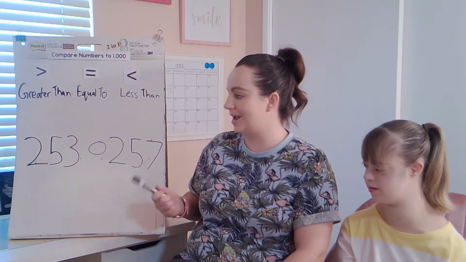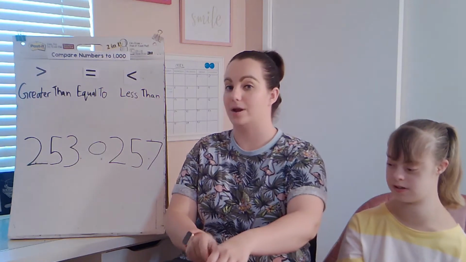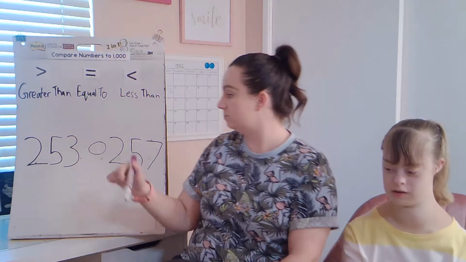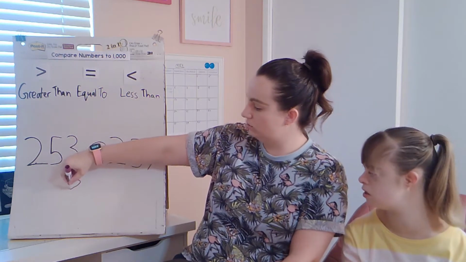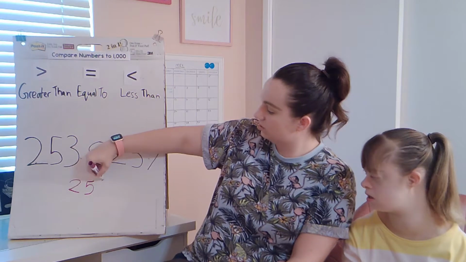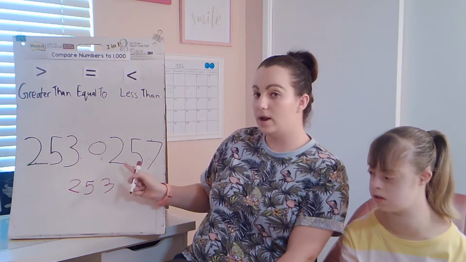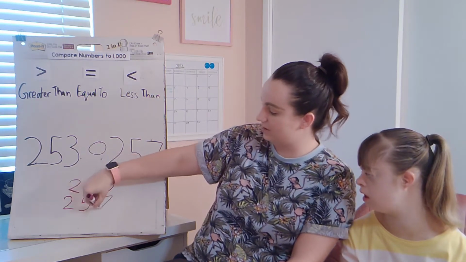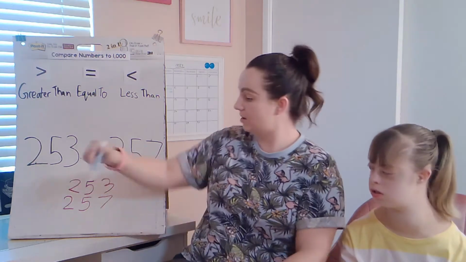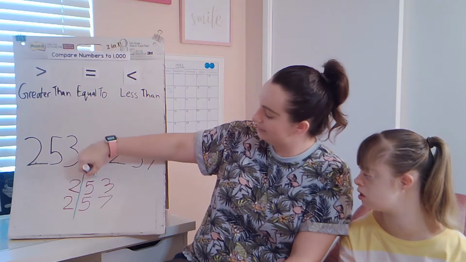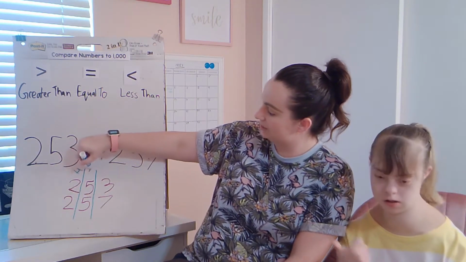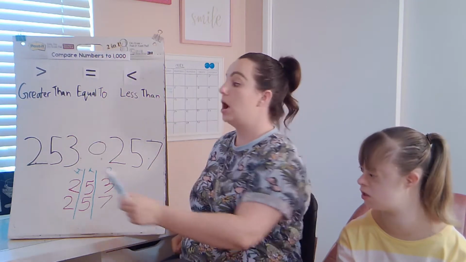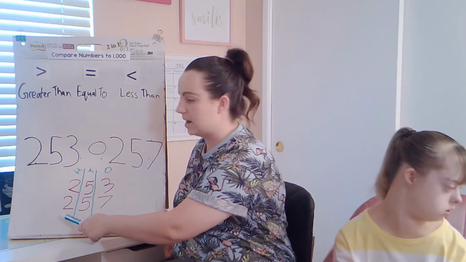Okay. Let's remember to compare numbers. We're going to write them right underneath or on top of each other so we can compare them. So I write 253. And then right below it, I'm going to write 257. And I'm going to draw lines down the middle to help me more easily see my hundreds, tens, and ones. Let's go ahead, start with the hundred side and compare the numbers.